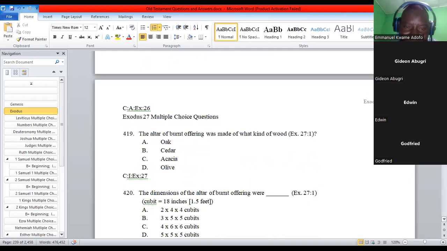The dimensions of the altar of burnt offering were, so look at this one too. I don't know, but I prayed that one day I would set a question. Some of these things are serious. The dimensions of the altar of burnt offering were what?